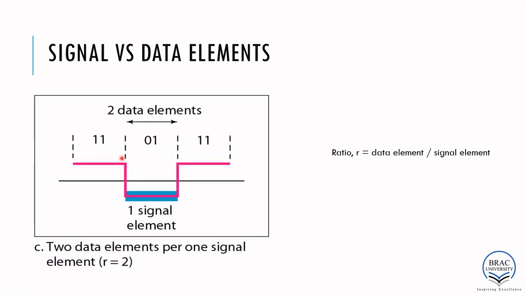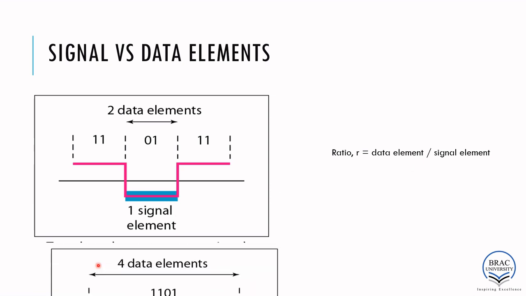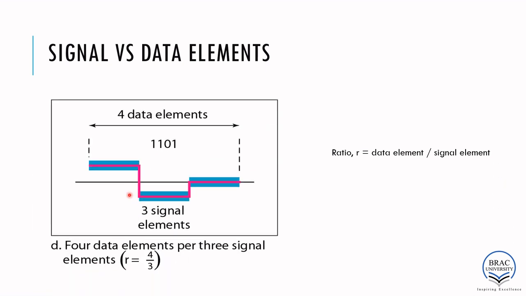In the third scenario, you have one signal element carrying two pieces of information. So think of a vehicle carrying the driver and along with the driver a passenger. So if you were to do a ratio, you would have 2 to 1 and the ratio would be 2. And now in the fourth figure, you have 4 data elements being carried by 3 signal elements. Okay, so if you were to do a ratio, that would be 4 to 3.